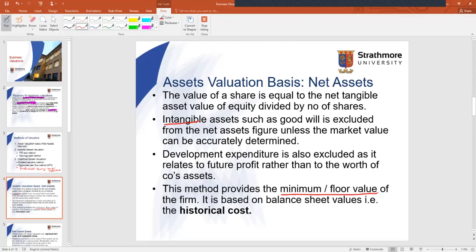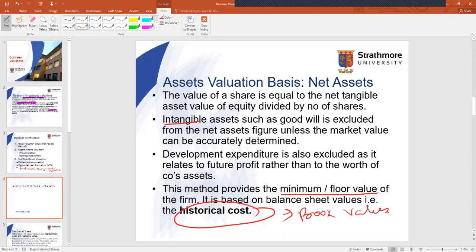Therefore, the use of the historical cost method gives the minimum value of the method. Most of the time, it is based on what we call the historical cost basis. Therefore we use what we call the book values. What does that book value mean? We simply go to the balance sheet and determine the company's asset position. What's the company's total assets, both current and non-current, minus the company's total liabilities.